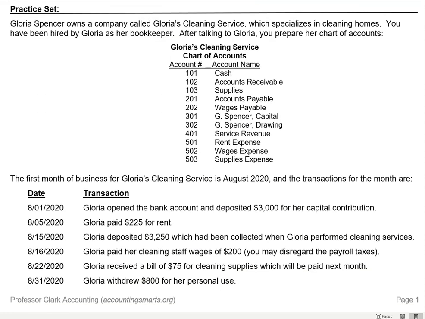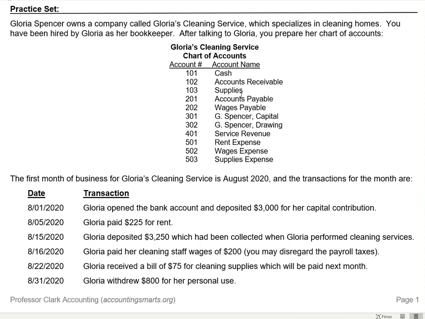Gloria Spencer owns a company called Gloria's Cleaning Service, and it specializes in cleaning homes. You've been hired by Gloria as her bookkeeper, and after talking to her, you prepare the chart of accounts. Okay, so what is a chart of accounts? A chart of accounts is just the listing of all of the accounts for that particular business. Each business has a different chart of accounts.